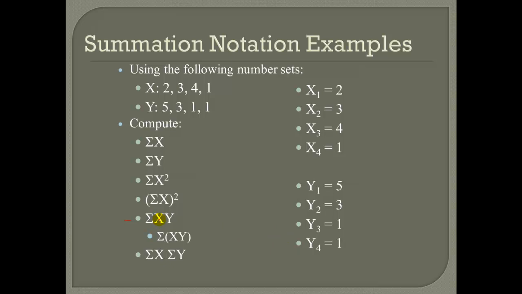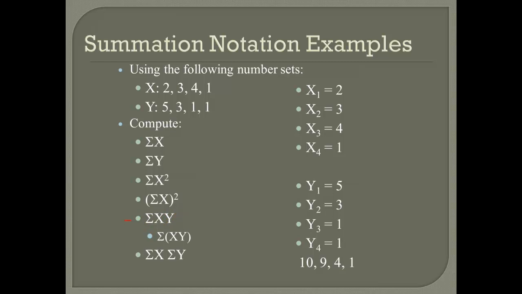So this one's telling us, okay, we want to multiply x and y, so each x variable is going to be multiplied with its corresponding y variable, which is the variable with the same subscript. So 2 times 5. If we do that, we get 10, 9, 4, 1. Okay, 2 times 5, 3 times 3, 4 times 1, and 1 times 1. And now, we did the first part there, now we sum this, 10, 9, 4, 1, which gives us 24. So the answer to this one would be 24. And I hope you see how that was done there.